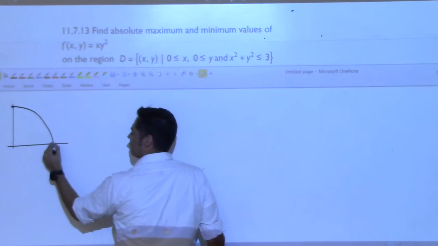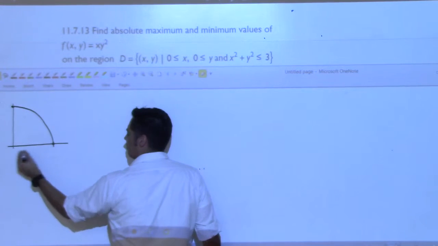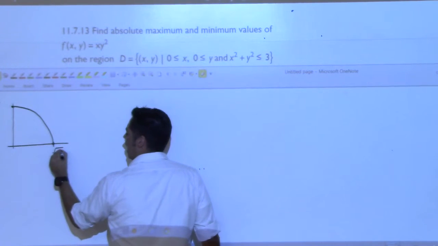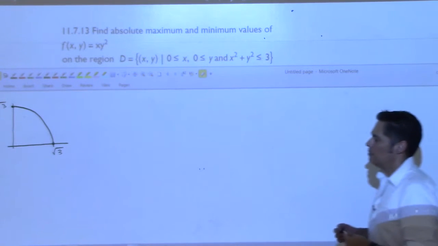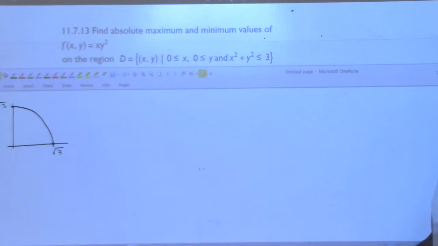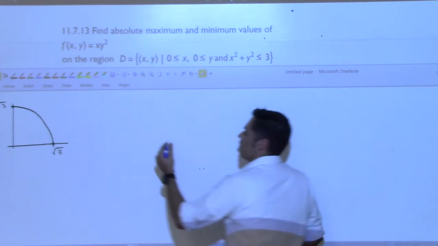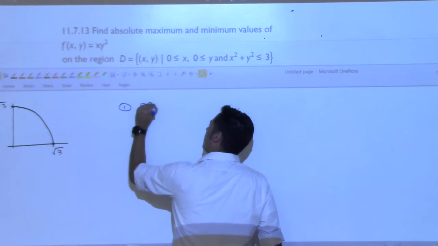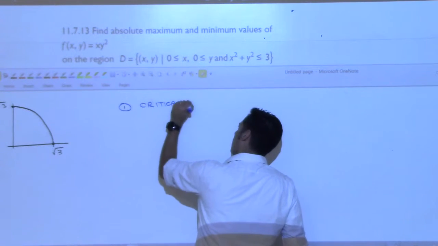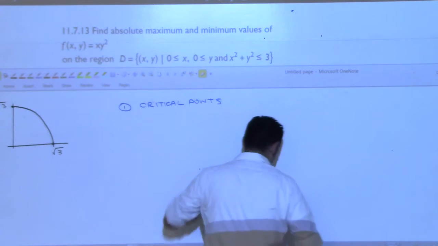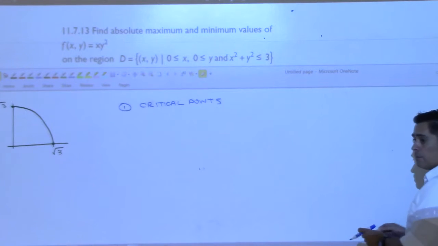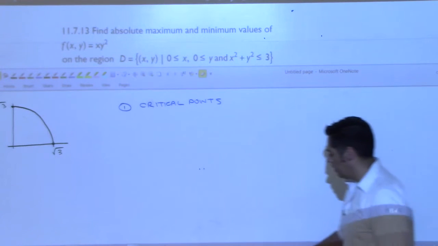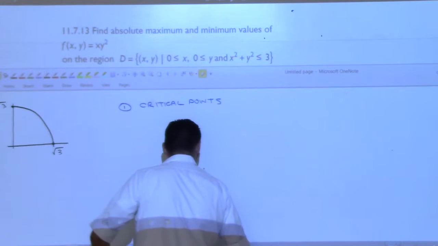What's this point right here? That's root 3, 0. So I'll just label the axis, root 3 there, and this is root 3 here, right? All right, let's do the first step first. The first step is to find the critical points. And this part will take care of the inside. Right, Chad? Okay, so what are the partials here, Chad?